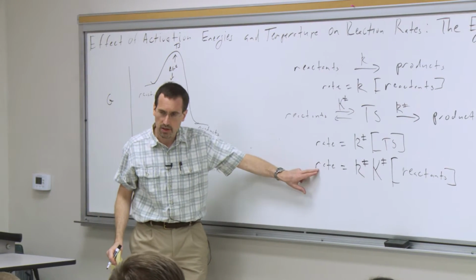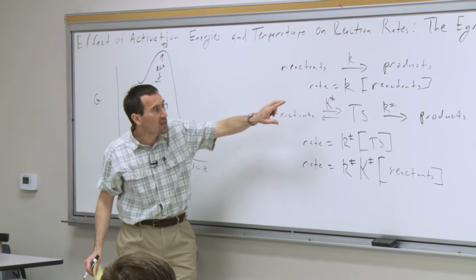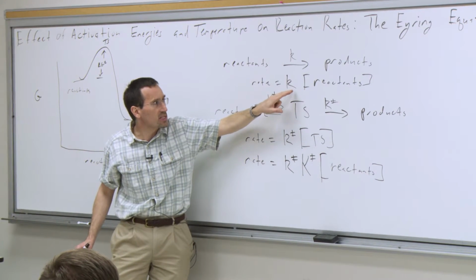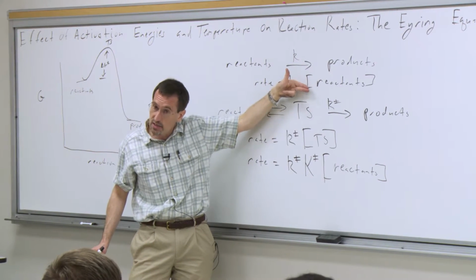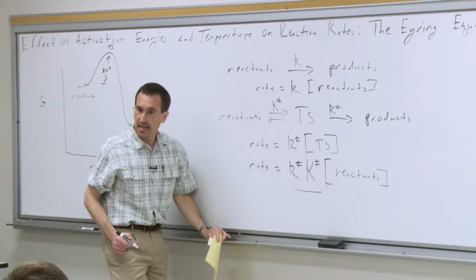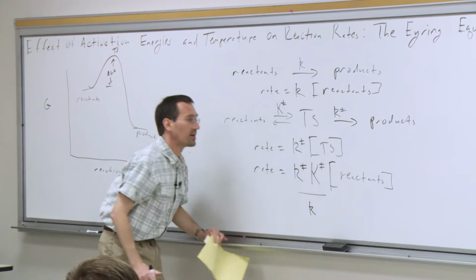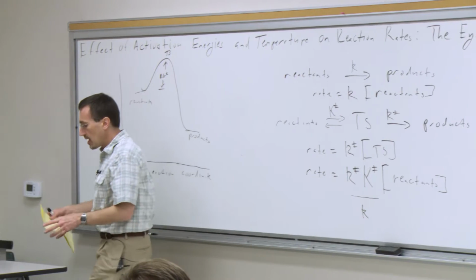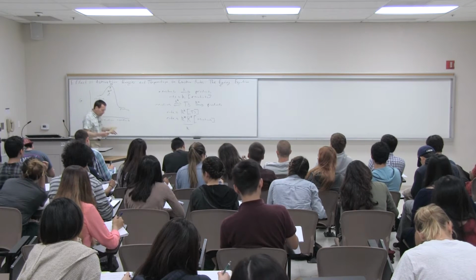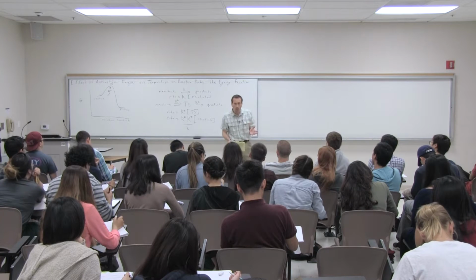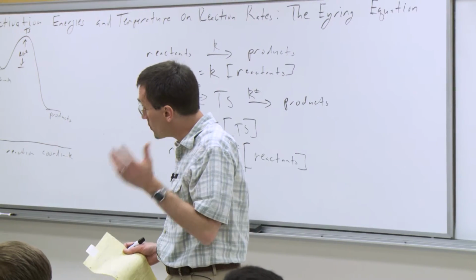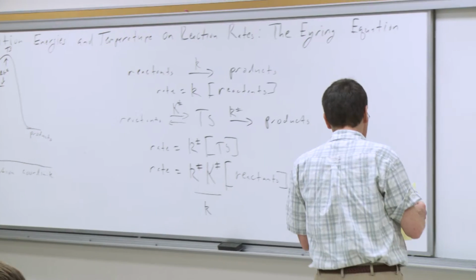Now, if that looks weird, all I've done is diced and sliced this familiar equation, rate for a fundamental step equals k, the rate constant that you observed, times concentration of reactants. All I've done is dice and slice that k into k double dagger and the equilibrium constant K double dagger. Now, what I want to show you is the implications of that. So, if you're studying organic chemistry, we don't have to think about a lot of equations in organic chemistry. In fact, I'll say there are two mathematical equations in organic chemistry.